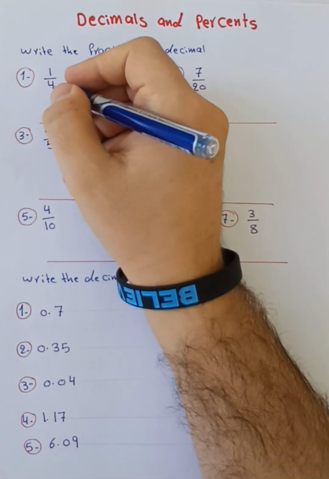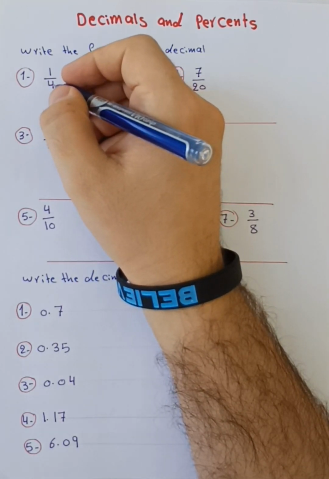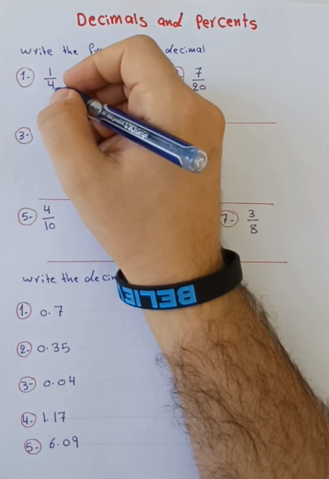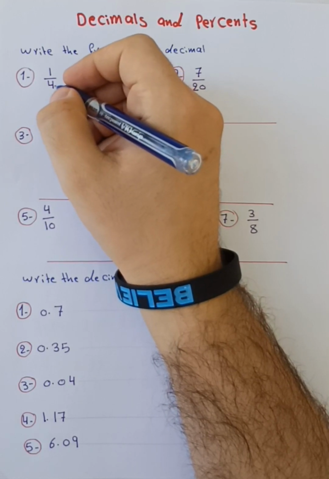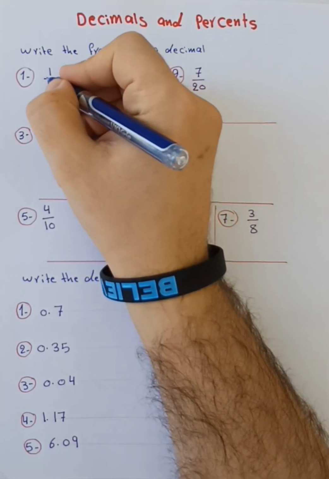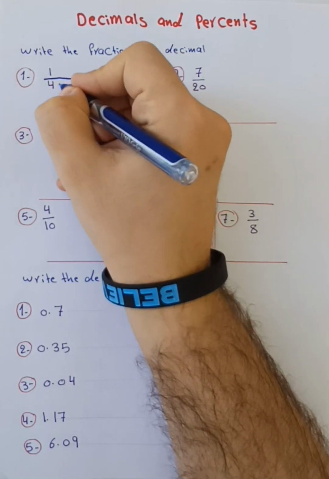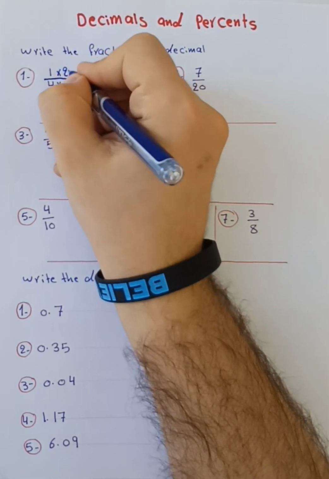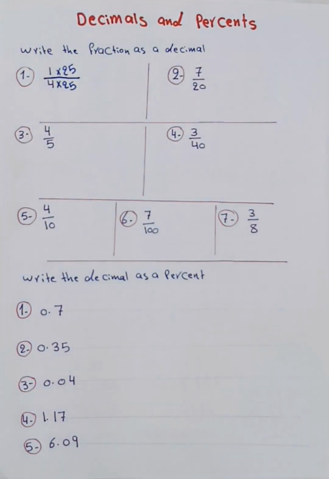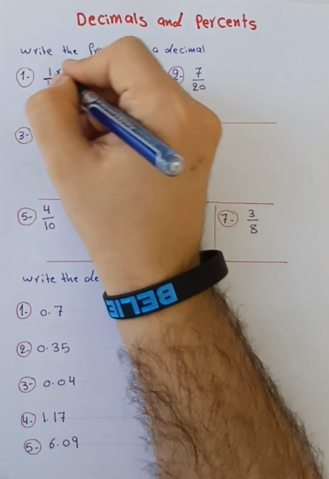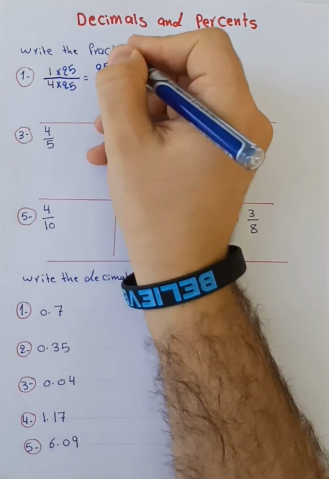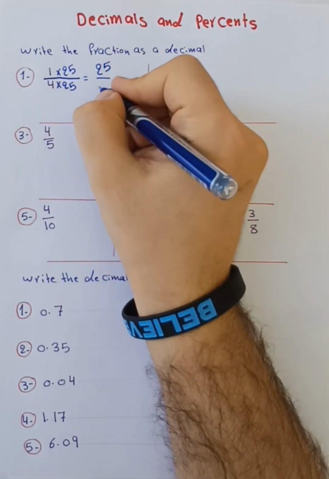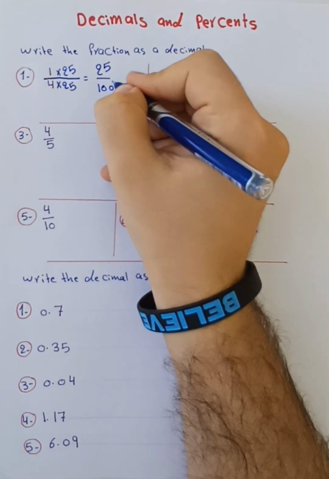4 multiplied by 25 becomes 100. So you can use the multiplication way. Multiply by 25, multiply by 25. 1 times 25 equals 25. 4 times 25 equals 100.